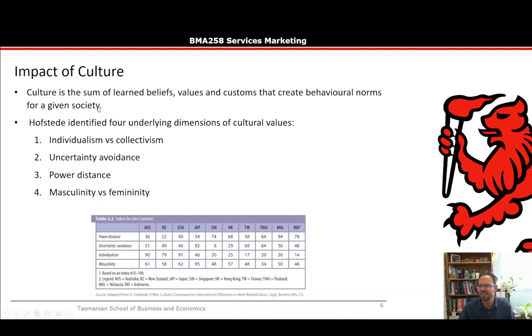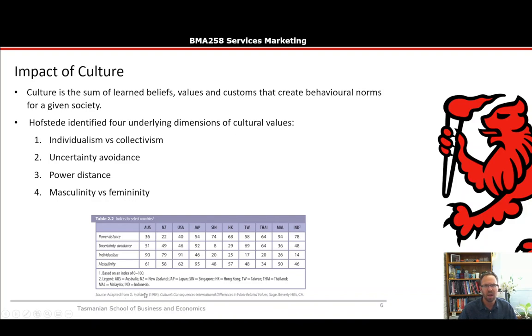Culture is the sum of learned beliefs, values and customs that create behavioural norms for a given society. Normally we analyse those societies at the national level, so we'll say there's an Australian culture, or an Indonesian culture, an American culture, or a Chinese culture; there are all these cultures around the world. But we can break it down into more specialised societies or communities, and we often look at these as subcultures. There's a famous guy called Hofstede, and he's identified 4 underlying dimensions of cultural values.